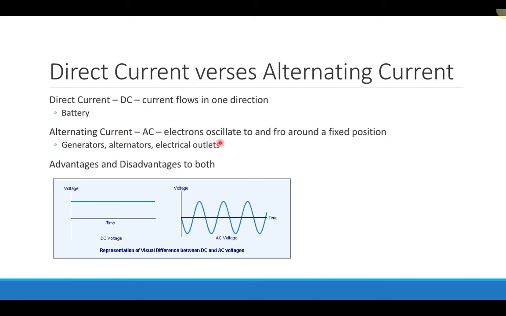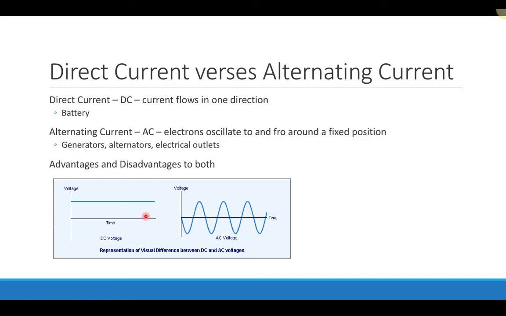We also have alternating current, AC. In this particular case, the electrons oscillate to and fro about a fixed position. Alternating current is actually what you have when you plug into your outlet at home. Generators produce alternating current, alternators in your car, and so on. So there's advantages and disadvantages to both.